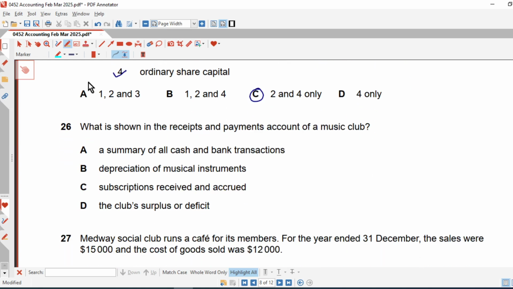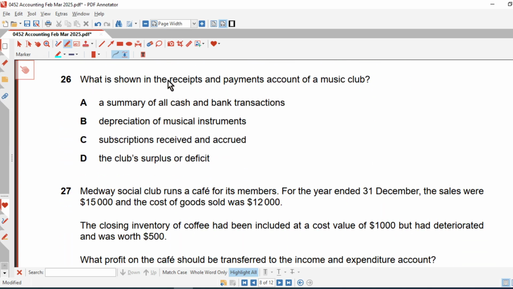Question 26. What is shown in the receipts and payments account of a music club? Receipts and payments, money in, money out. A summary of all cash and bank transactions. Yes, so the receipts and payments account is like the cash book of a trading business.